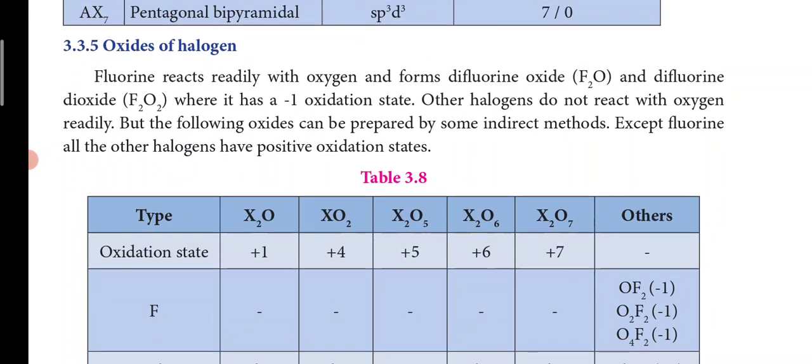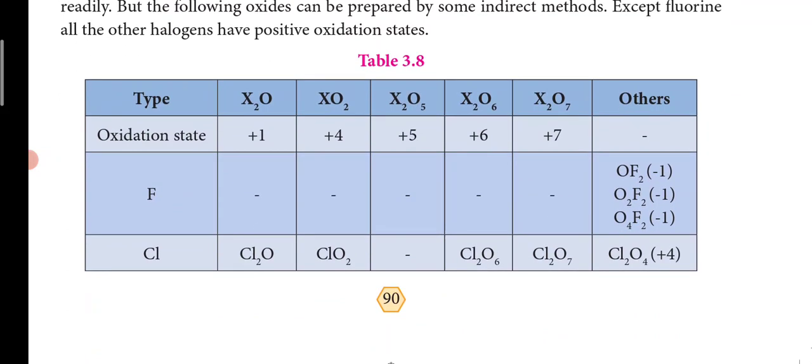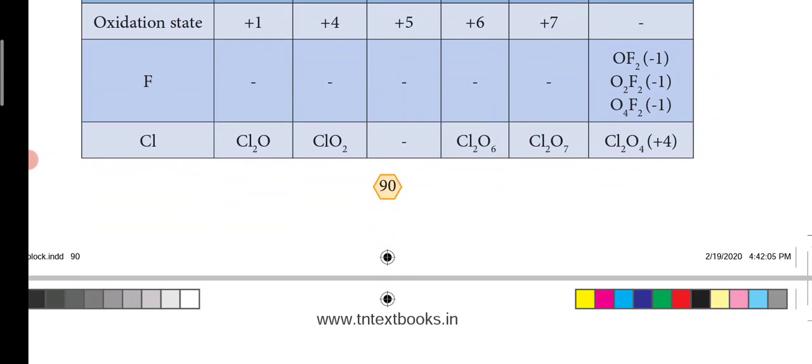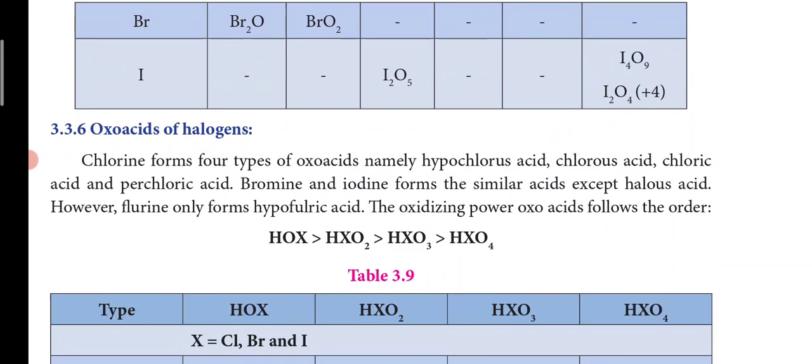Except fluorine, all the other halogens have positive oxidation states. You can see here the oxidation state of fluorine is negative. In OF2, O2F2, O4F2, the fluorine oxidation state is -1 only. So this is again a book back question. And chlorine will have positive, iodine is also having a positive oxidation state.